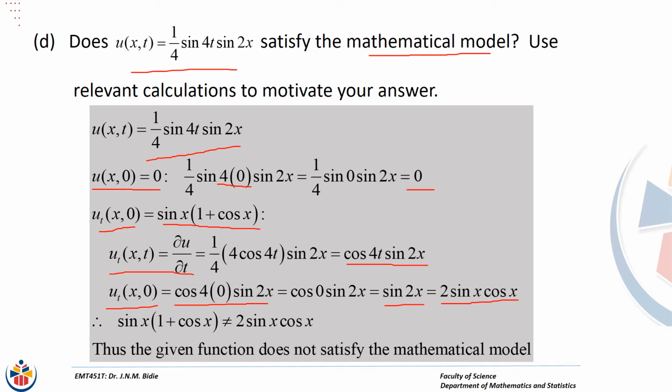Now, the answer we are getting, 2 sine x cos x, is not the same as sine x into 1 plus cos x, because sine x into 1 plus cos x, if you remove the bracket on the left hand side, you'll have sine x plus sine x cos x. You don't have 2 sine x cos x. Therefore, this function does not satisfy the mathematical model.